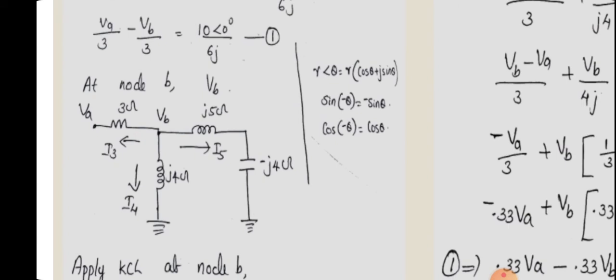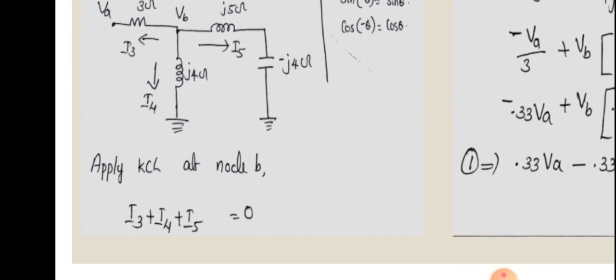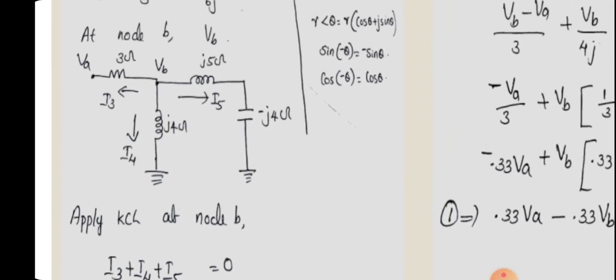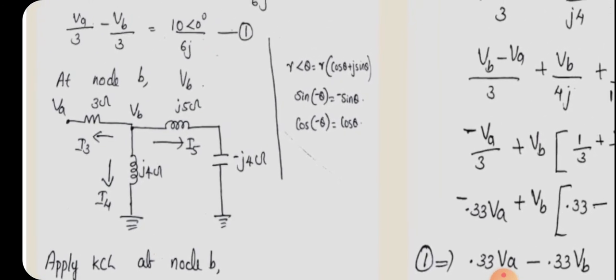draw the node B diagram. At node B, 3 ohm, 4J, 5J and minus 4J are connected, and also you can mark the currents as I3, I4 and I5, and all the currents are leaving the node. So you can write the KCL equation as I3 plus I4 plus I5 will be equal to 0, since there are no current sources. So you can equate it to 0, that is I3 plus I4 plus I5 equal to 0. Then you can write the equation for I3.